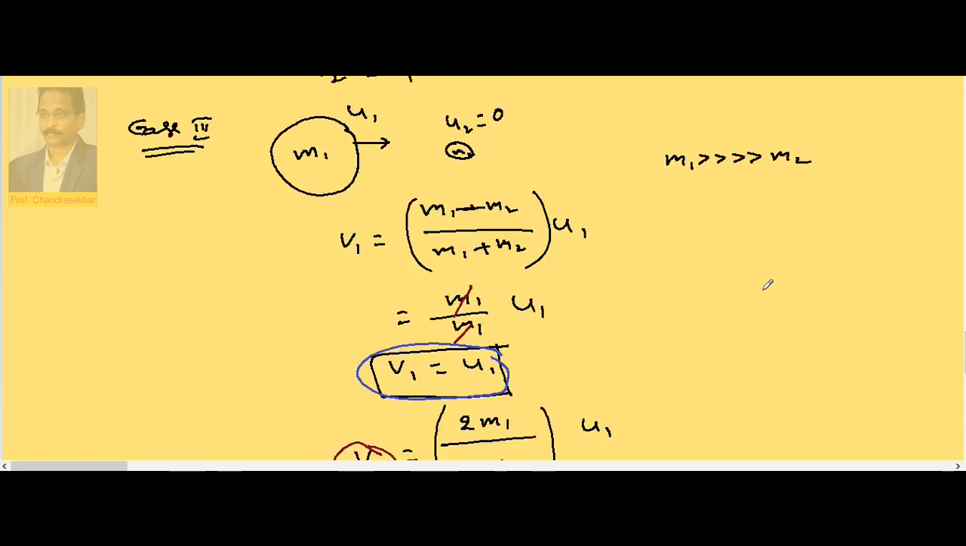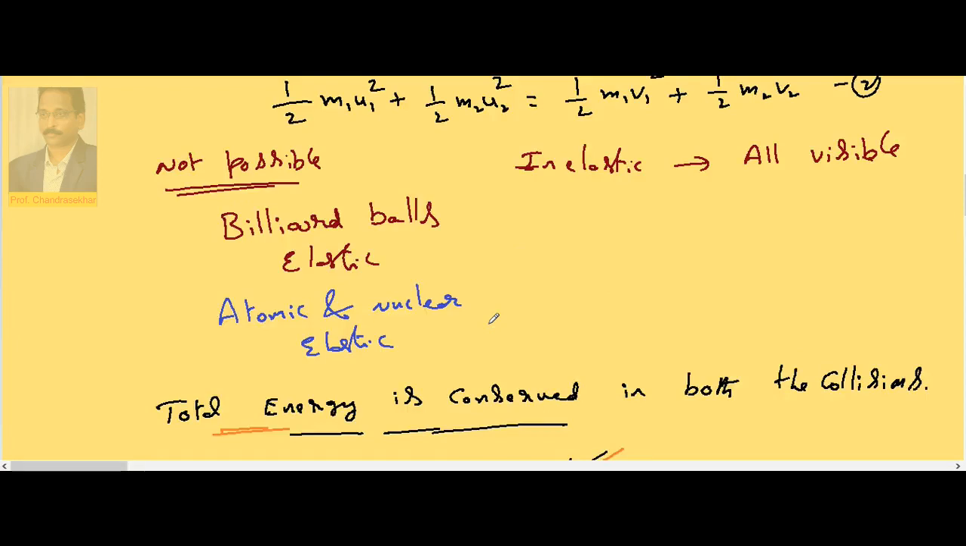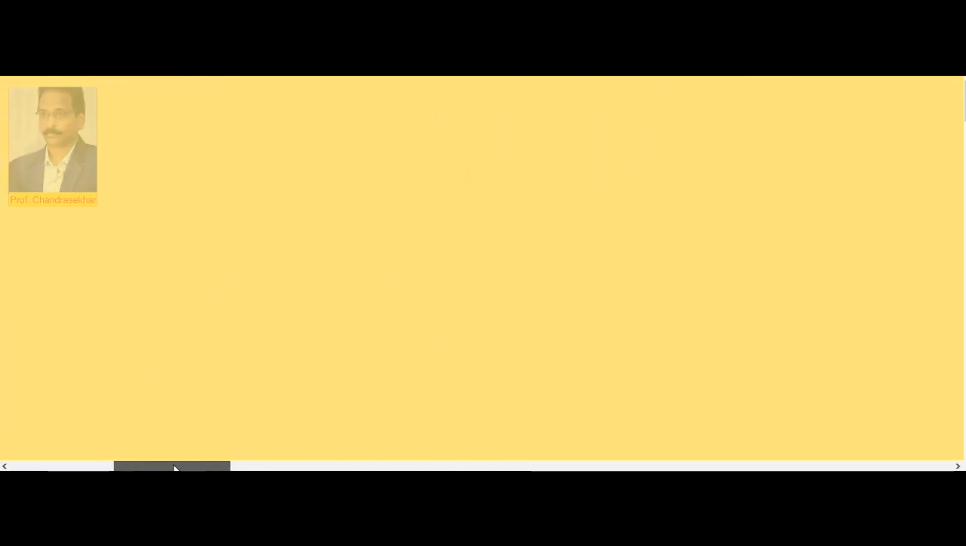So when a heavy body in motion collides with a light body at rest elastically, the heavy body's velocity is not going to change, it continues to move with the same speed, but the lighter body moves with double the speed of the first one. The first one moves with 10 meters per second, now this one moves with 20 meters per second.